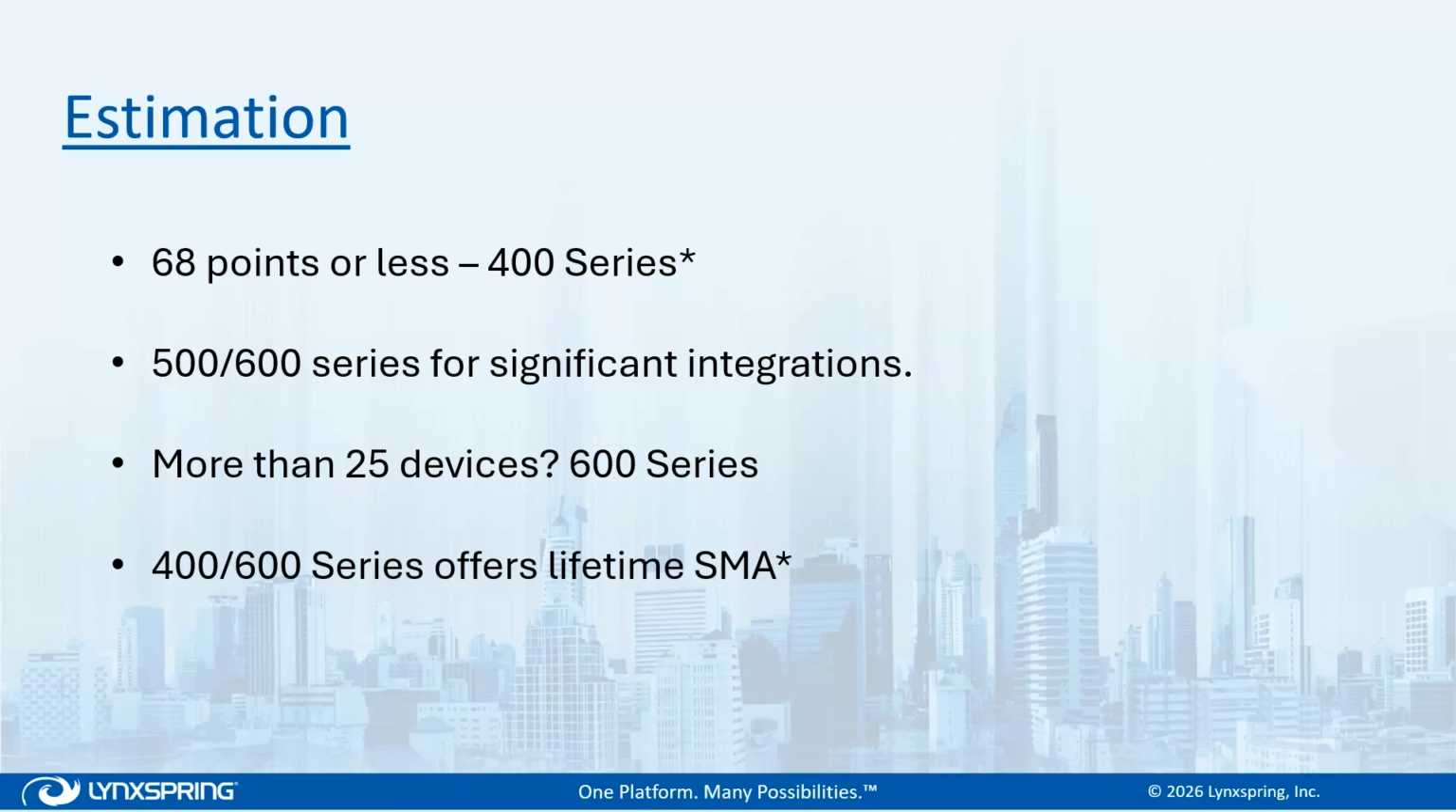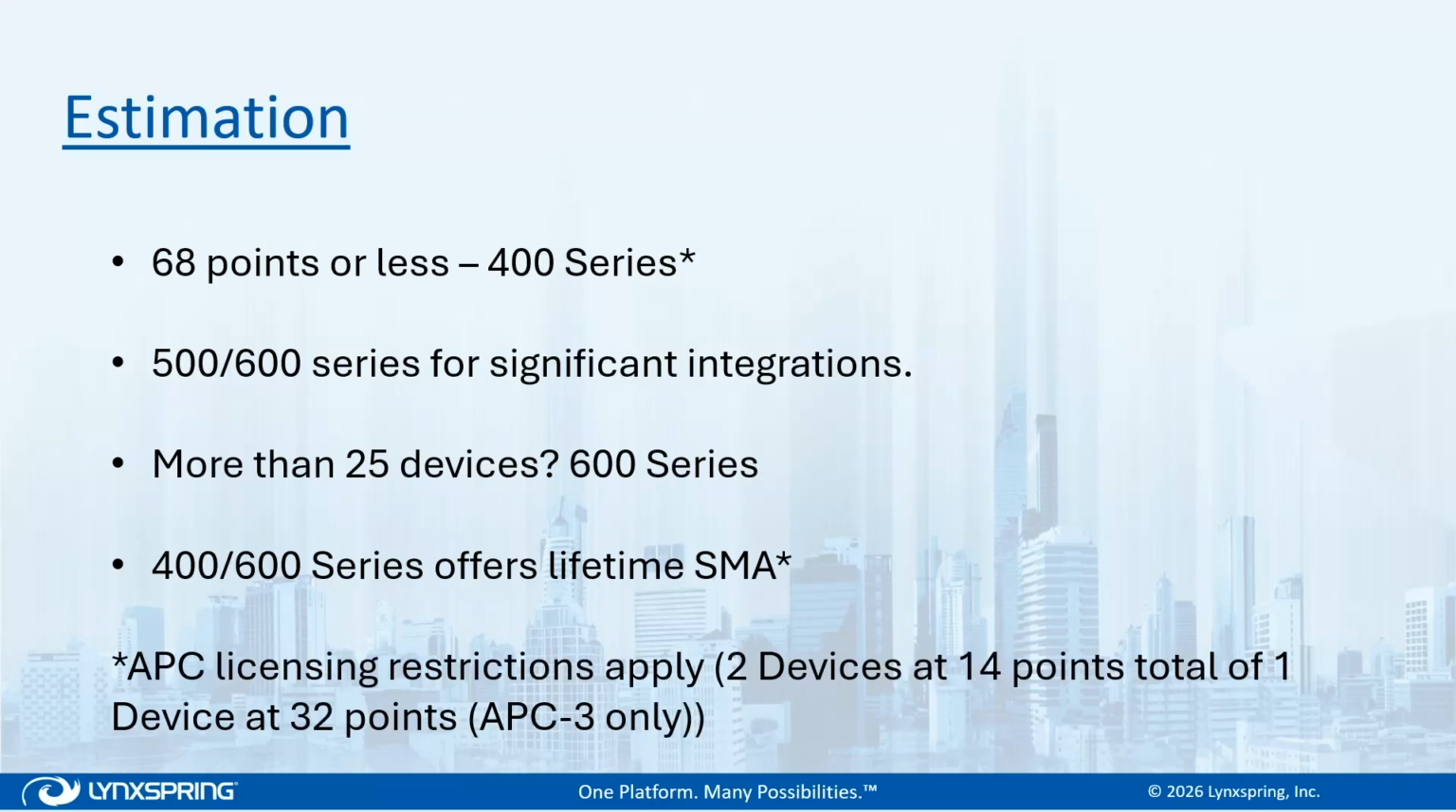But you'll see here that I do have asterisks. The asterisks talk about the APC licensing, which Bob mentioned briefly. Our 400 series, when we first came out with them, had a 50 point count and 3 device limit, which talked about backend Modbus points, which we can still get. You would have to pay for it, but it is something you still can get.